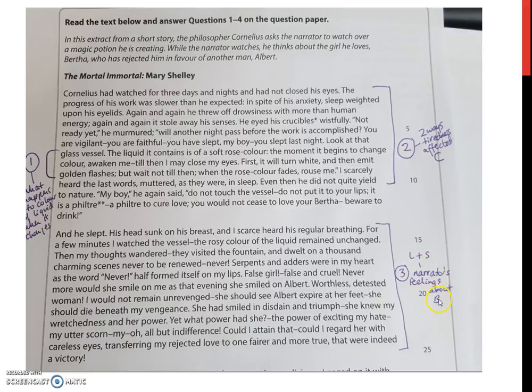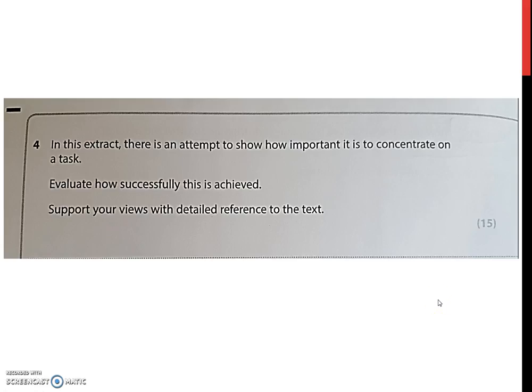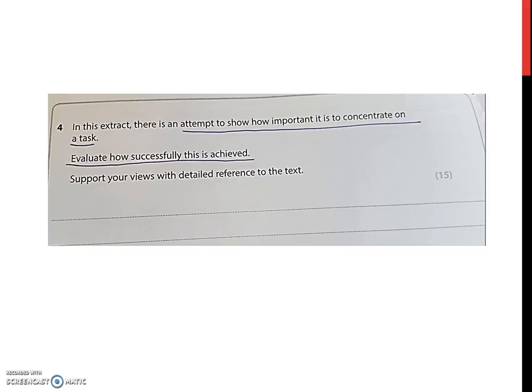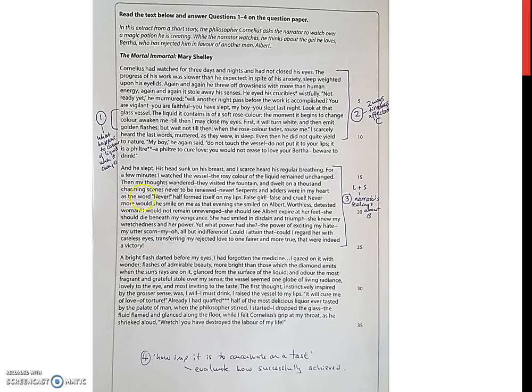Question 4 is about the whole text. I've underlined the key points: attempt to show how important it is to concentrate on a task, evaluate how successfully this is achieved. This line will always be there in the question: evaluate how successfully this is achieved. So we're looking at how successfully the writer attempts to show how important it is to concentrate on a task. And I put a little note to myself here at the bottom of my sheet.